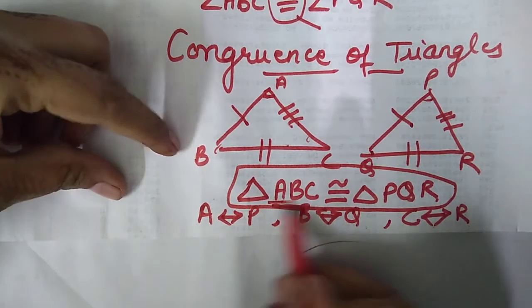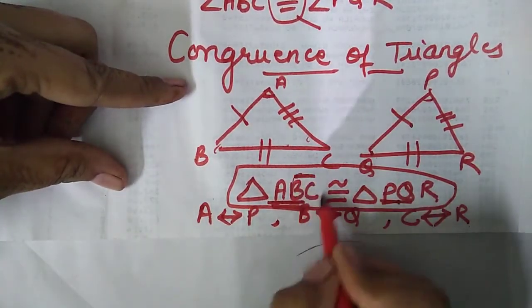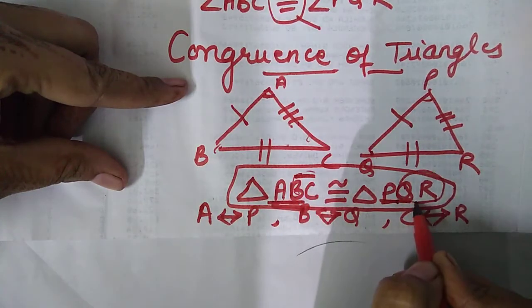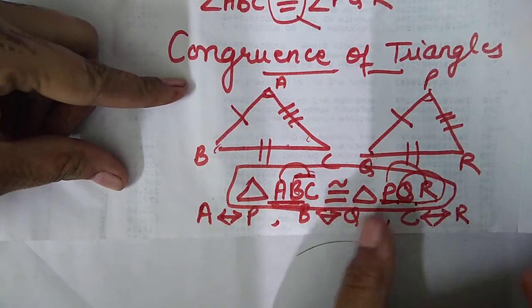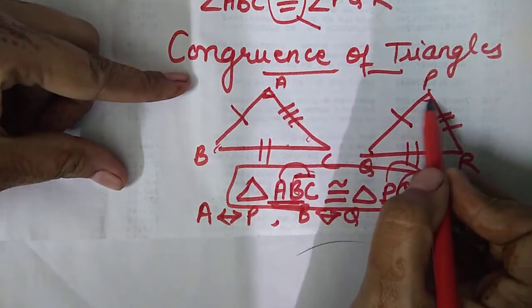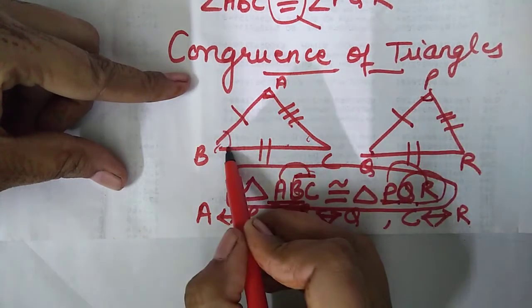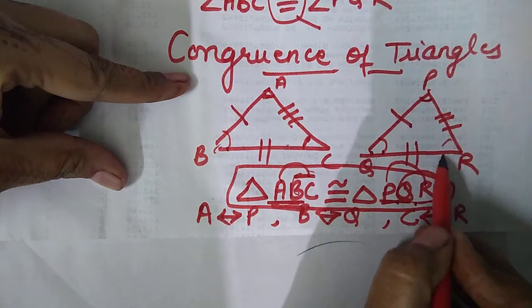Sides include AB corresponding to PQ, side BC corresponding to side QR, and side AC corresponding to side PR. These are the three sides. Now come to the angles. Angle A corresponds to angle P, angle B corresponds to angle Q, and angle C corresponds to angle R.